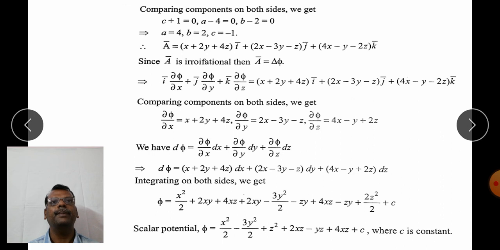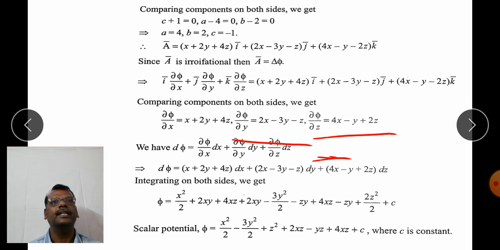Equating the like term coefficients on both sides, del φ by del x is equal to x plus 2y plus 4z, del φ by del y is equal to 2x minus 3y minus z, del φ by del z is equal to 4x minus y plus 2z. We have to find the total differential dφ equals del φ by del x dx plus del φ by del y dy plus del φ by del z dz. Therefore, dφ equals (x plus 2y plus 4z) dx plus (2x minus 3y minus z) dy plus (4x minus y plus 2z) dz.